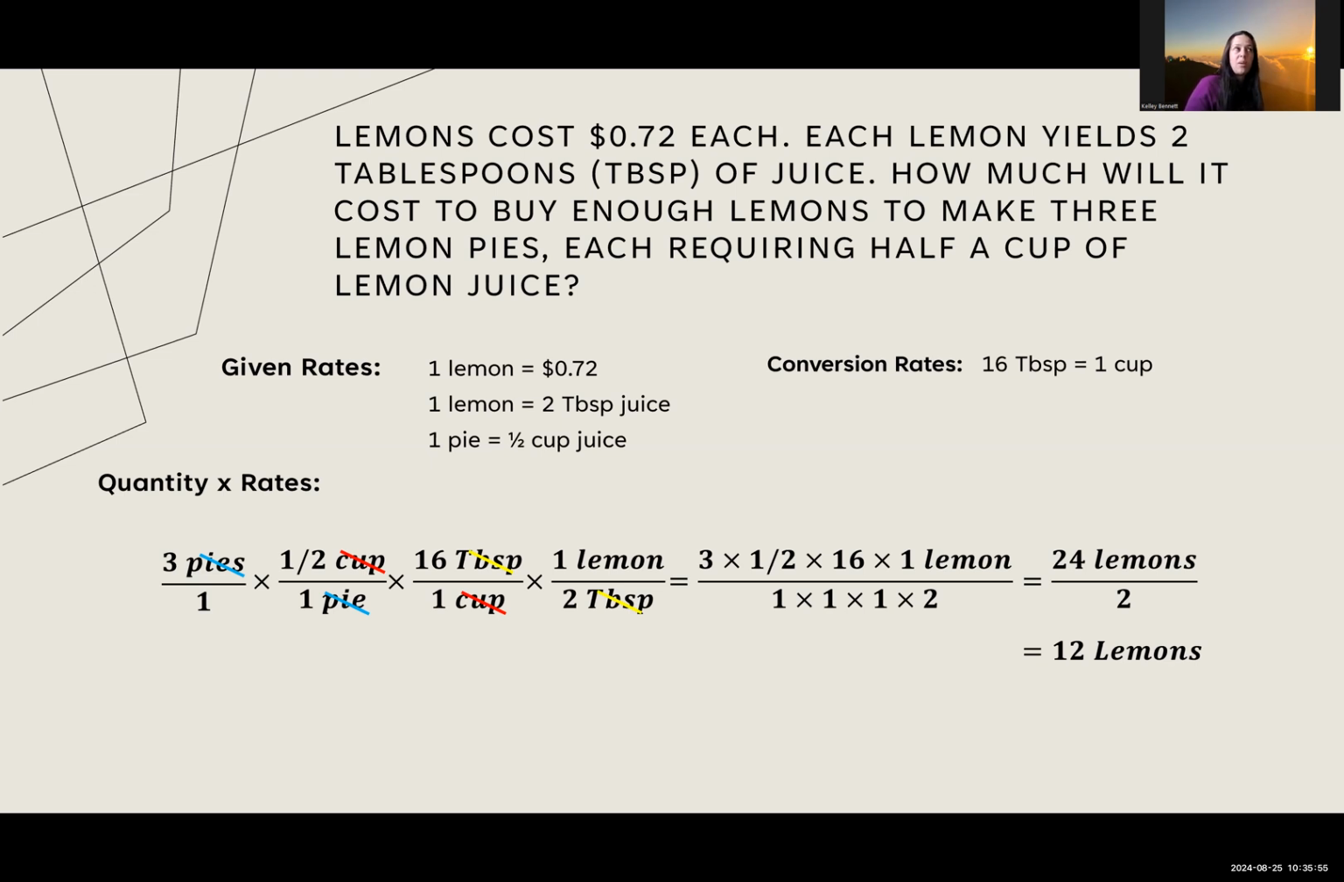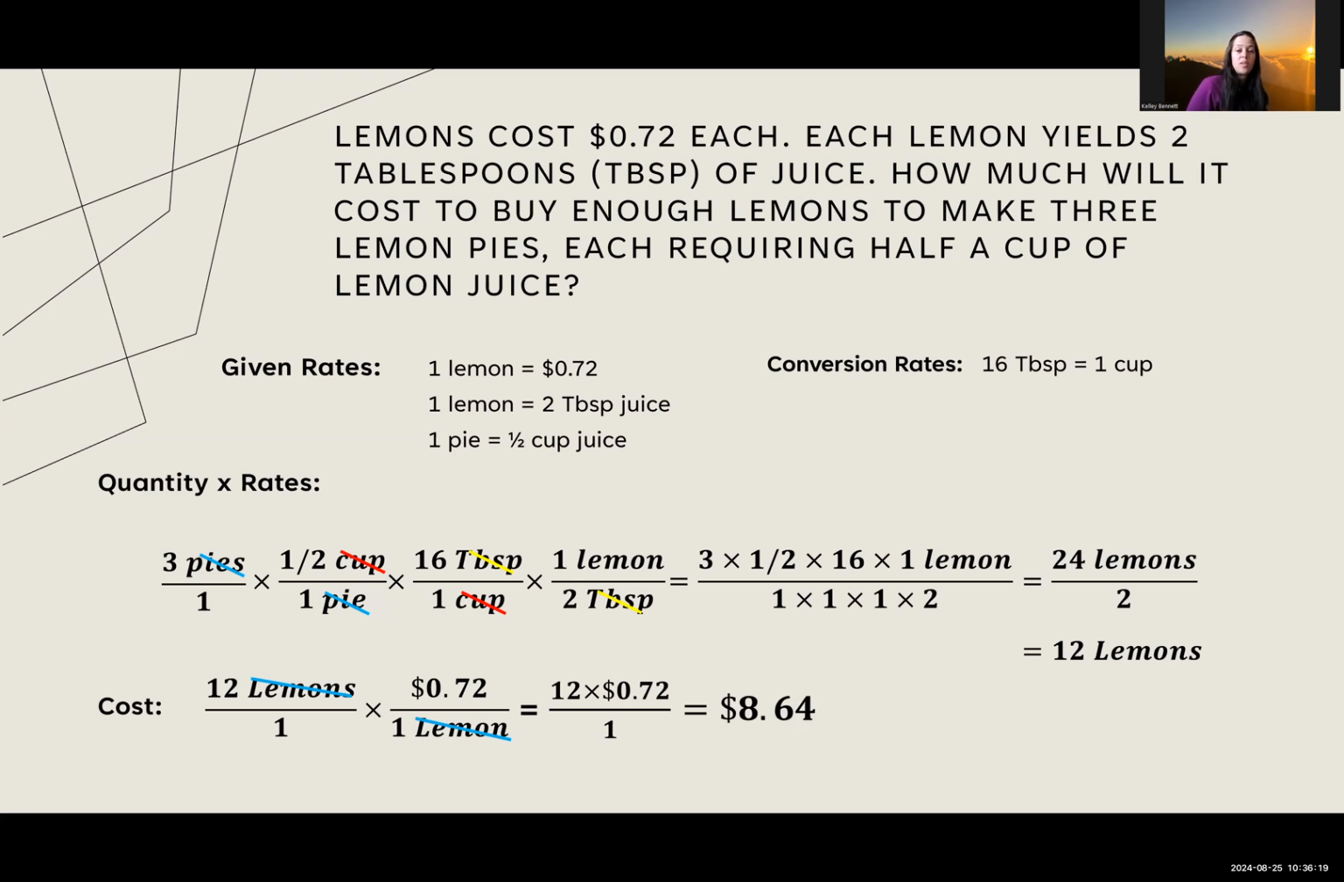But the question isn't how many lemons, it's actually how much will it cost. So now that I know how many lemons I need, I can apply the cost of each lemon. I have 12 lemons, and each lemon costs 72 cents. So here, lemons cancel. I'm left with currency, US dollars. Multiplying straight across, 12 by 0.72. I know that the cost of lemons for this particular batch of pies is going to be $8.64.